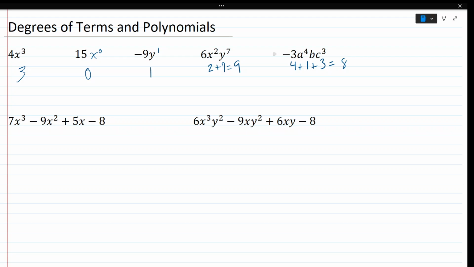Now the degree of a polynomial is just the largest degree of any of its terms. So you'd find the degree of each term, and then the degree of the polynomial would just be the largest of those values.